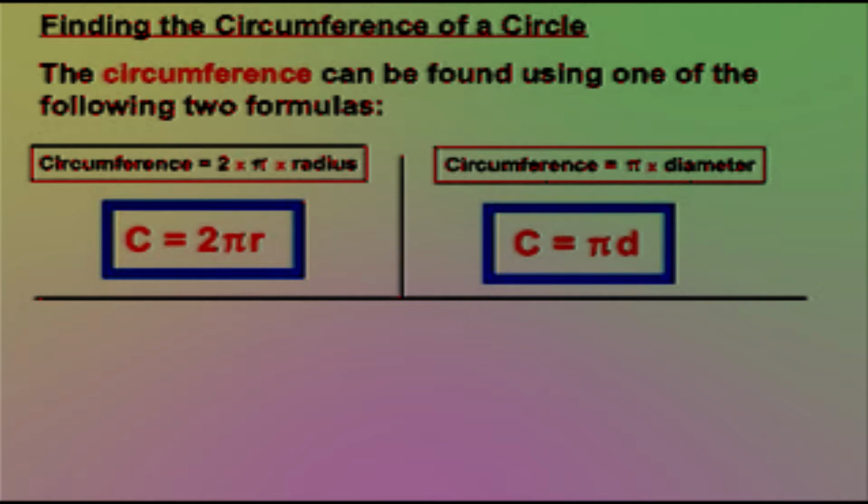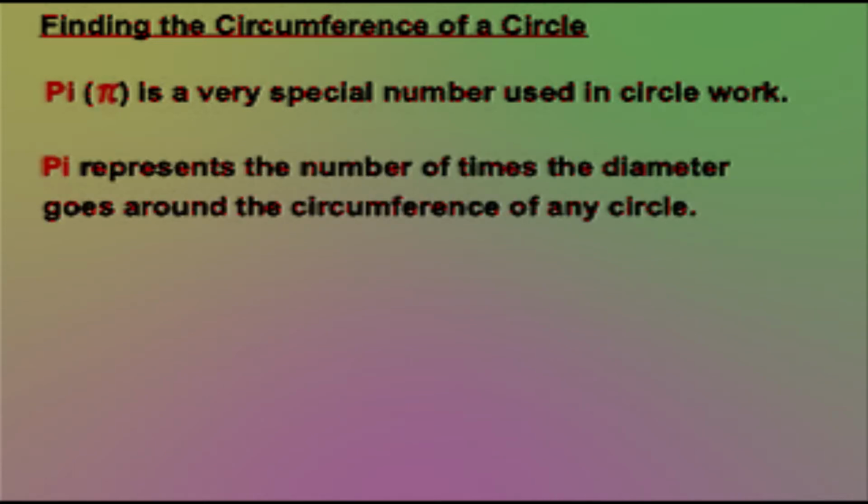And there's a pi in that first version, 2 times pi times r. And there's a pi in that second version, pi times d. So we'll need to have a think about, find out about pi. Pi is a very special number. It's very special to circles particularly. It helps us work out a lot of things to do with circles. Pi represents technically the number of times the diameter of a circle goes around the circumference of that circle. And it works for any circle.